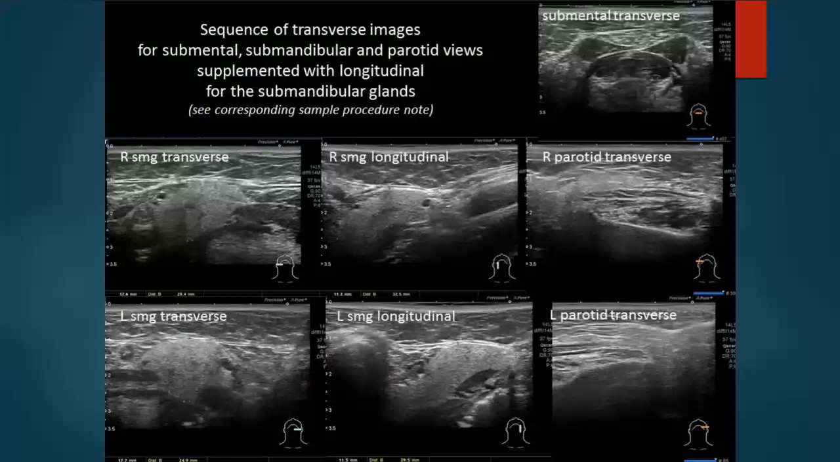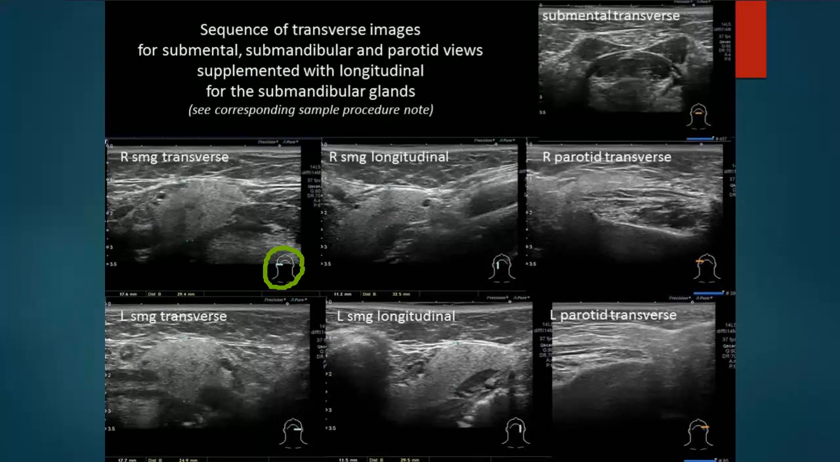Okay, and here we have our submandibular pictures. So now look at our body marker with these pictures. Right here is a body marker. So this is saying, here's my transducer in relationship to this patient's anatomy. Look how superior they are.